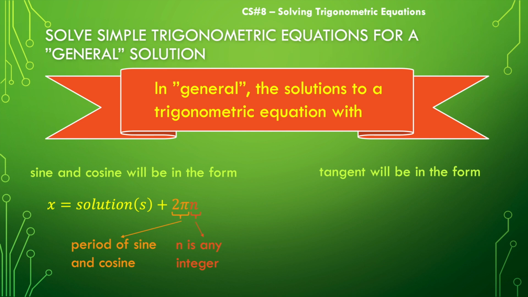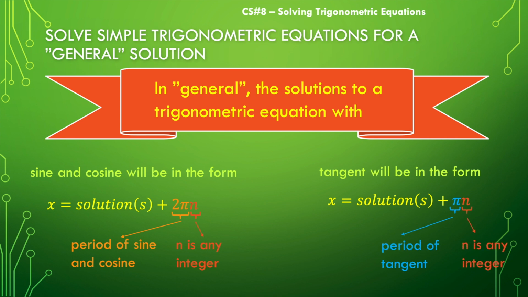Now tangent will be a little bit different because tangent will be in the form x is equal to the solution or the solutions plus pi n, and that is because the period of tangent is pi. Okay, and again, we can do it any number of times. So n can be any integer, any positive or negative integer, and that would be satisfactory.